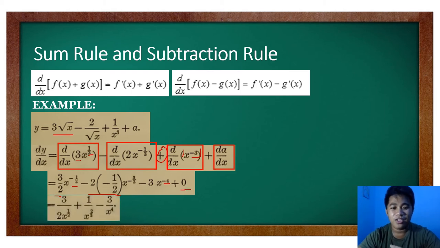So, therefore, if you simplify that problem, our answer there is 3 over 2x to the power of 1 half plus 1 over x to the 2 third minus 3 over x to the 4th. So, I hope you get the sum rule and the subtraction rule, right?